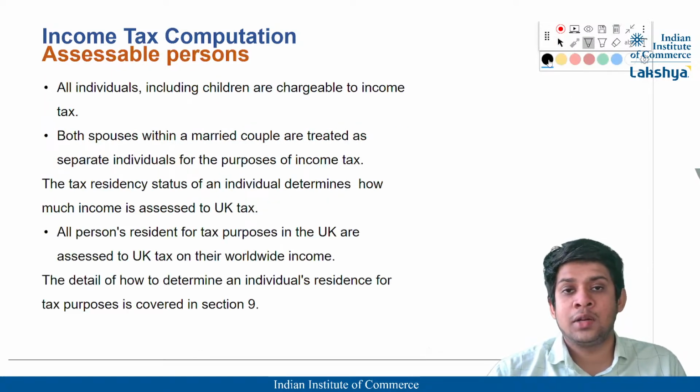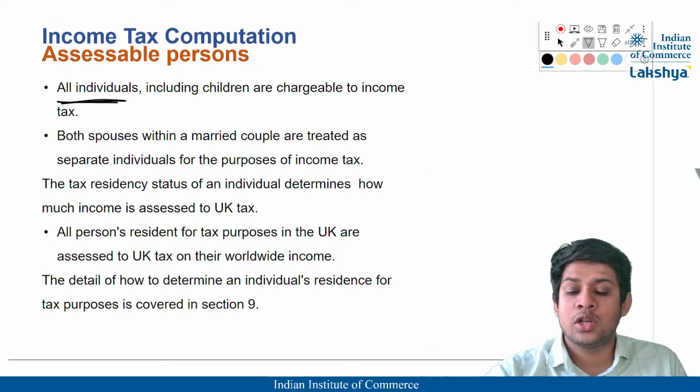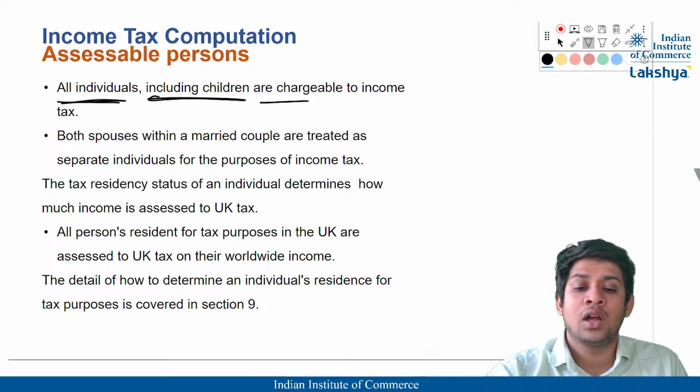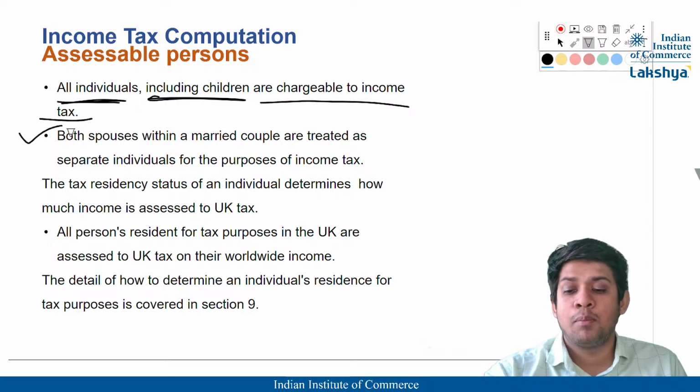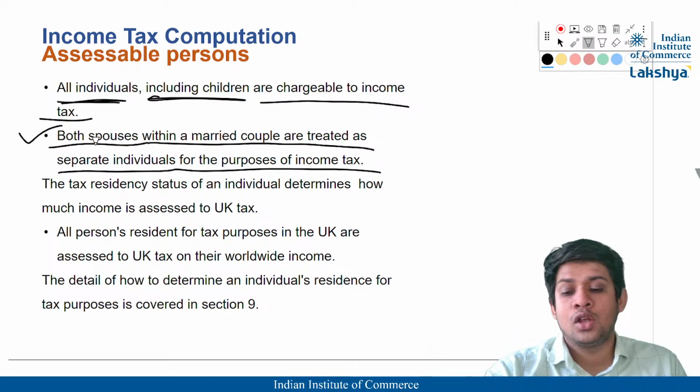Now, who are the accessible persons? Always remember, guys, any individual who's over the age of 16 and who is a resident in UK, those are considered as accessible persons in UK. All individuals, including children, are chargeable to income tax. Both spouses within a married couple are treated as separate individuals. Okay. So, as I told you, the husband and wife are separate individuals.